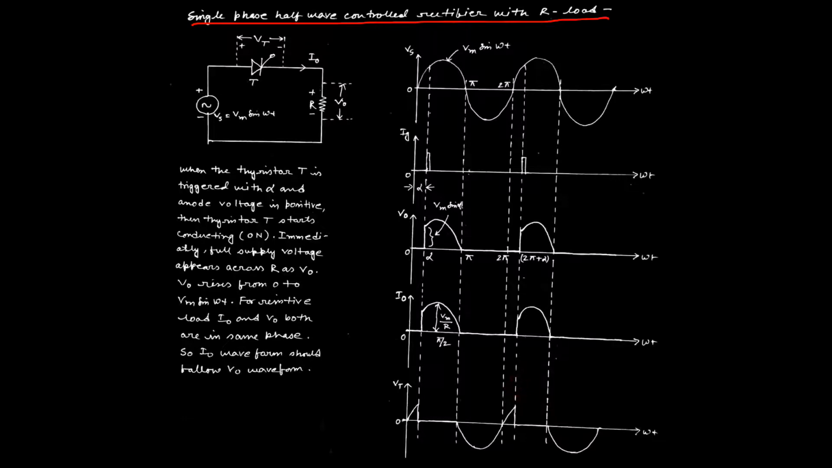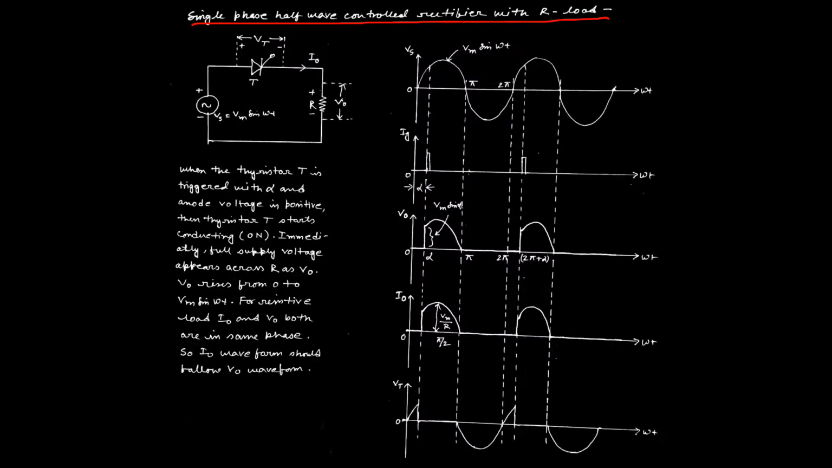Then we apply the next triggering pulse in the next cycle, which starts after 2 pi, that is, at 2 pi plus alpha. Then the switch will be on, and the output voltage should be reflected from the input voltage. That means the next cycle will be repeated in a similar way.